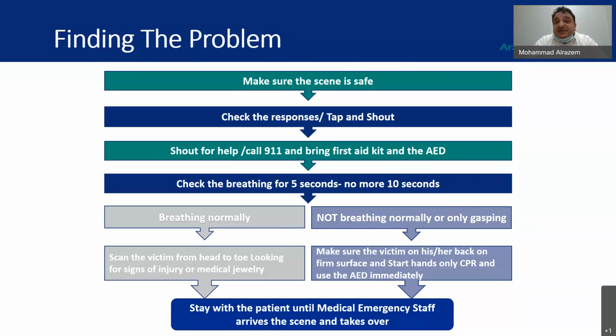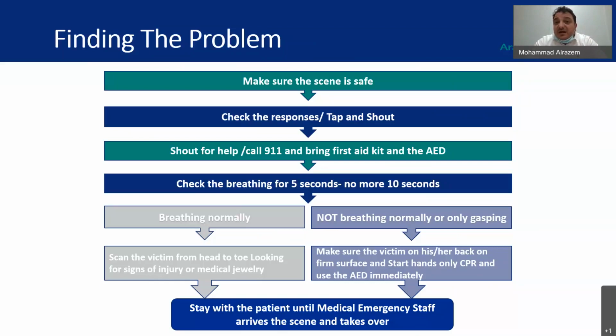But in case you tap and shout, and there is no response at all, nothing at all, in this case, this is very important. You need to activate the emergency response. This is your trigger to activate the emergency response. When you tap and shout, "Are you okay?", and the patient does not respond, this is the time to call 911.